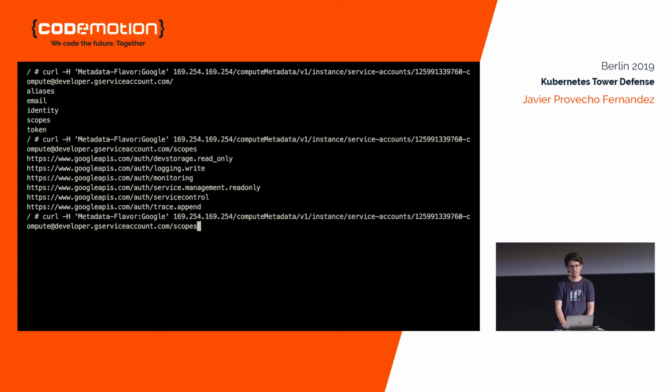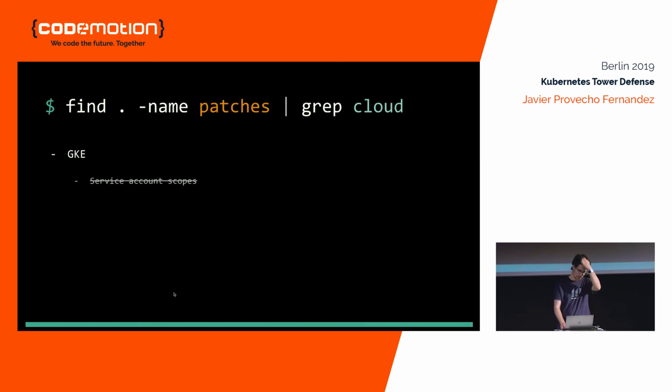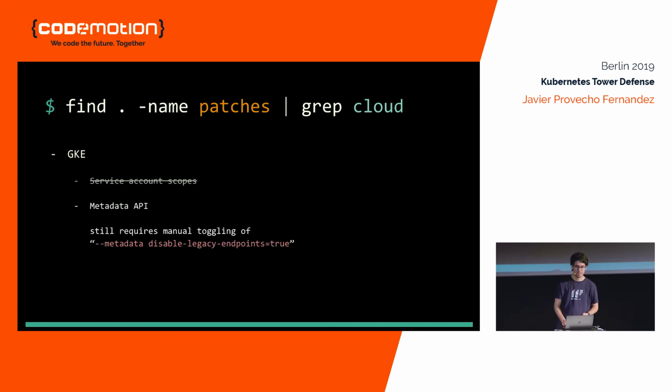This is the tower defense: some of the mechanisms are being done by the cloud provider, others will be our responsibility to do. Other issues of your Kubernetes engine that maybe are fixed, maybe not: the metadata API. As we have seen in the first example, the metadata API is still open.